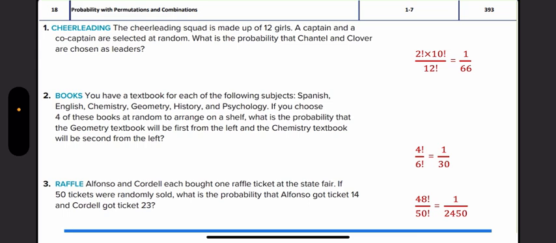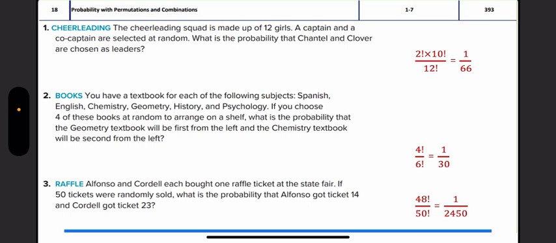The cheerleading squad is made up of 12 girls. A captain and a co-captain are selected at random. What is the probability that Chantal and Clover are chosen as leaders?